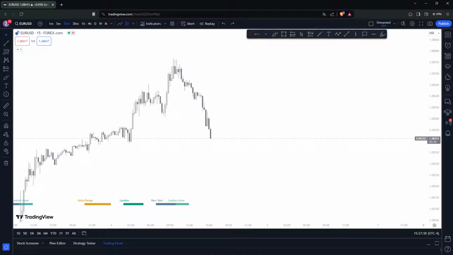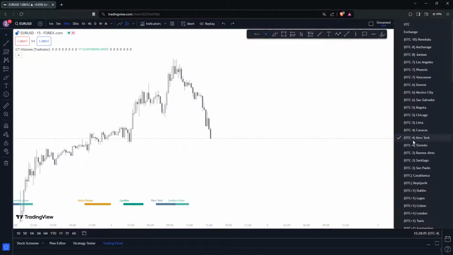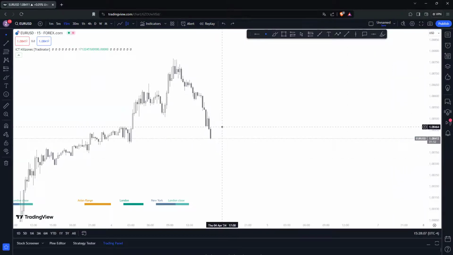So how to show the trading sessions on TradingView? You can use any indicator, bro, whatever indicator makes you happy. For me, I use ICT Kill Zones, Tradinator, whatever. But the time zone is off in it, so you have to use minus 4 New York time in order to have the same time as me.